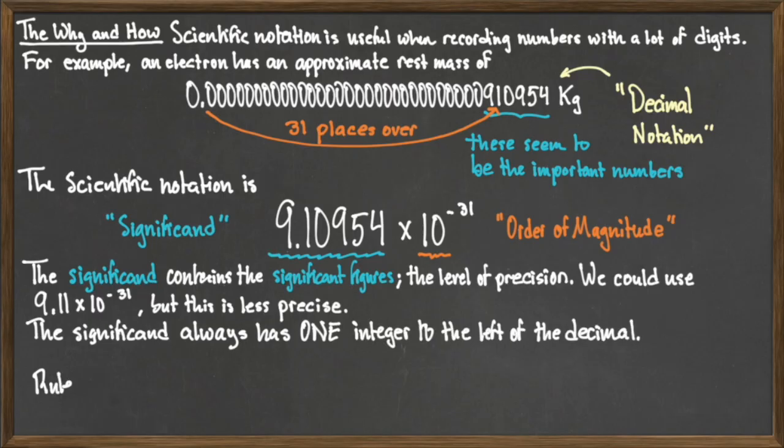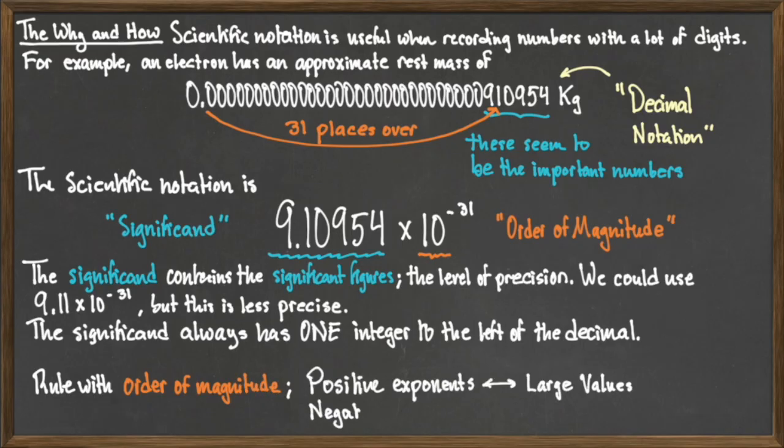The rules for the order of magnitude are pretty simple. If ever I see positive exponents, that equates to a very large number, whereas negative exponents in the 10 equate to a very small number.